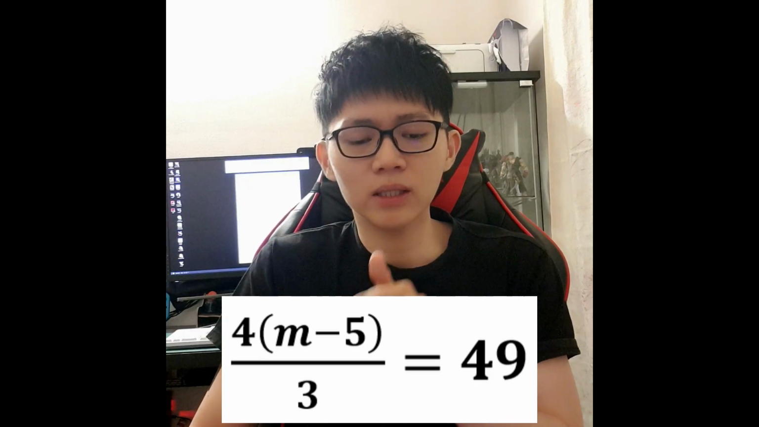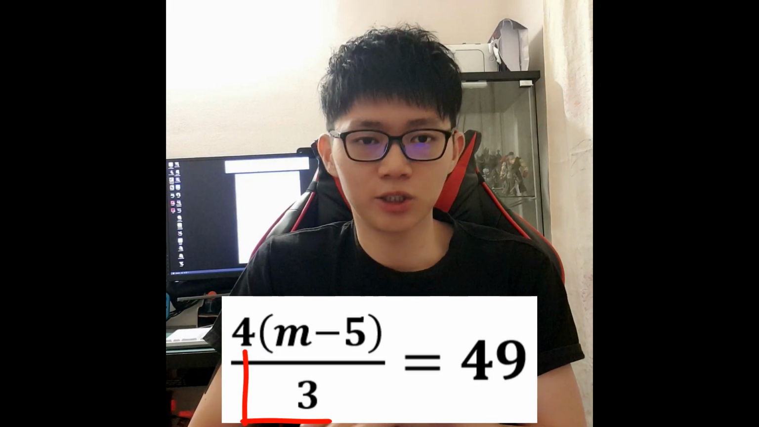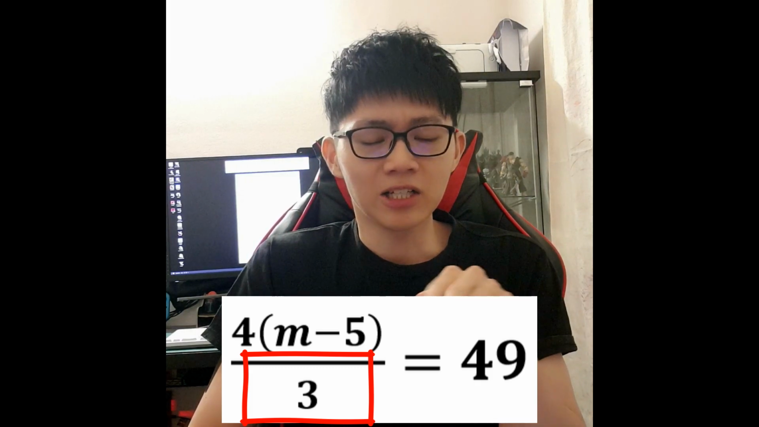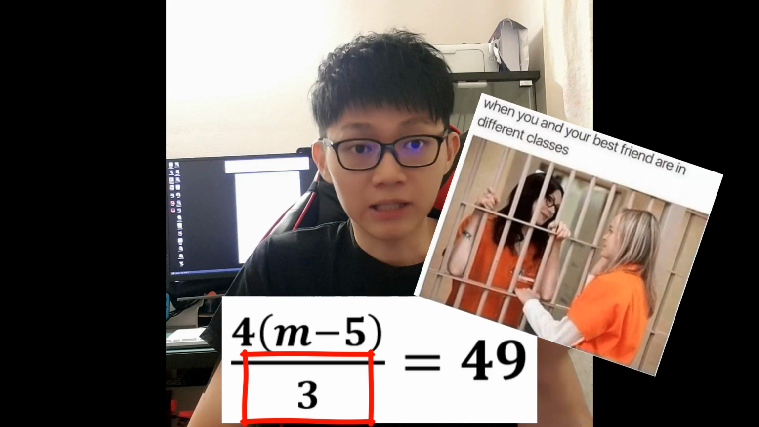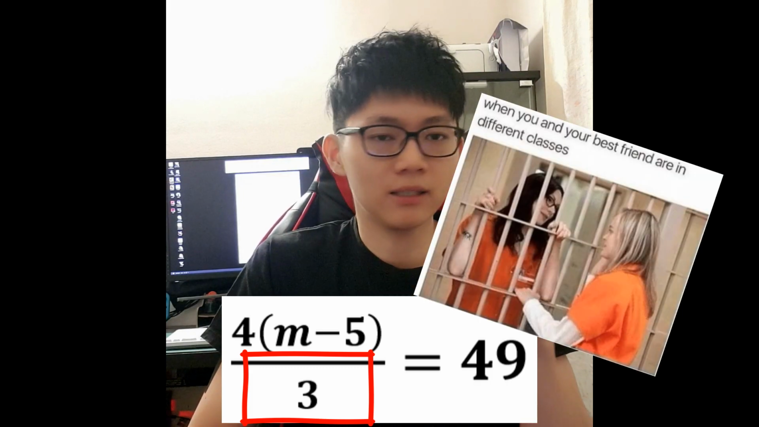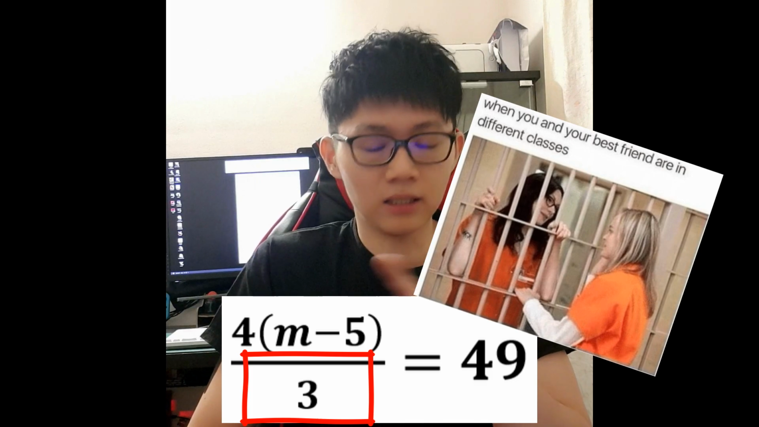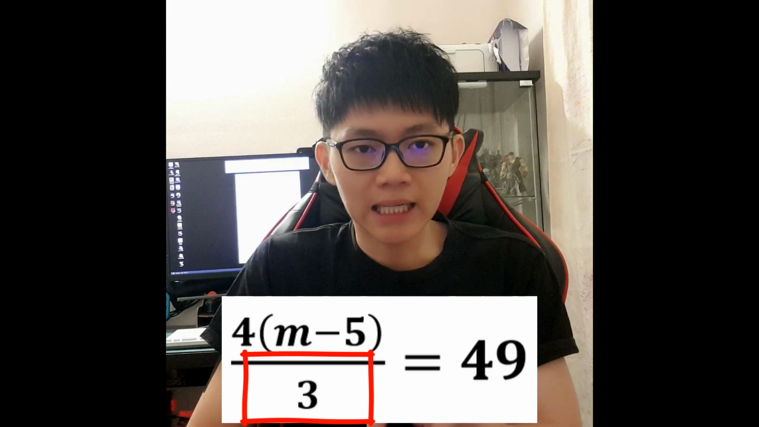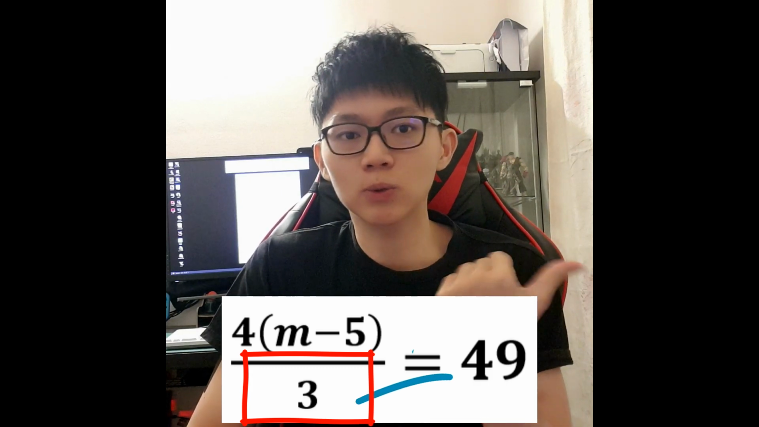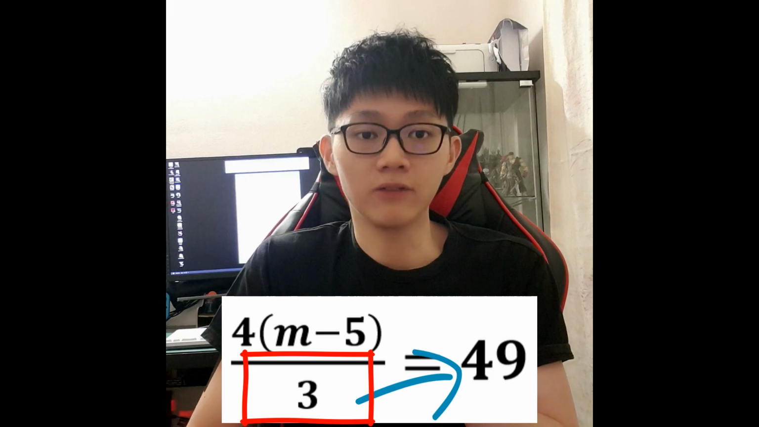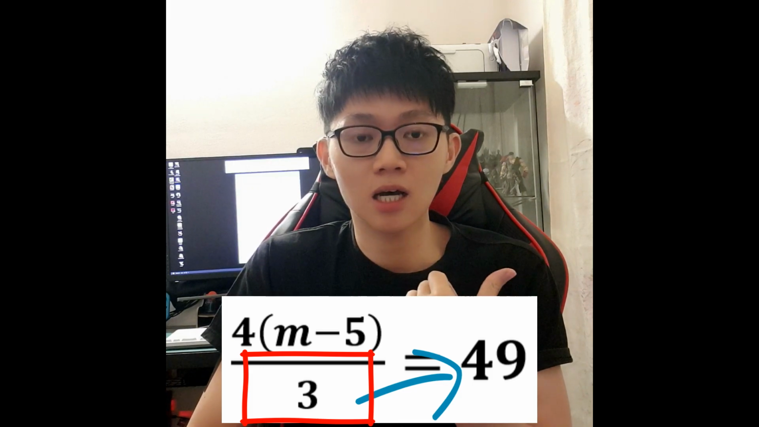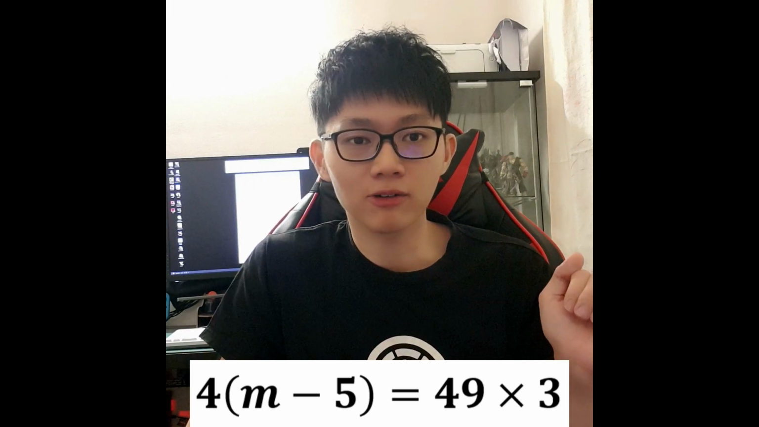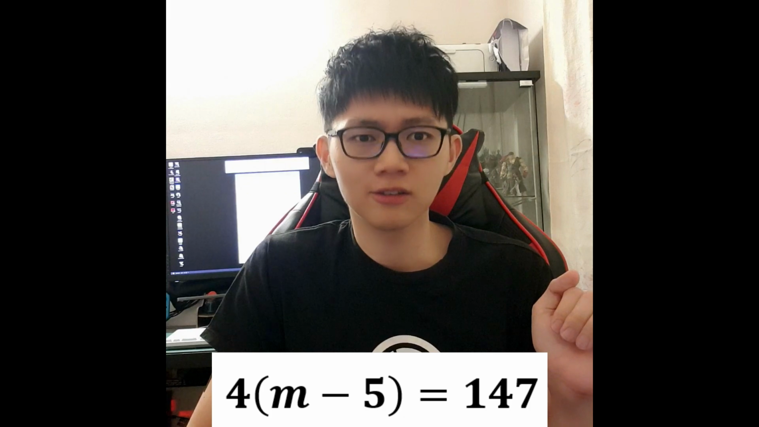So now the one that is furthest actually is 3. Because 3 is like separated by that line which is actually divided, right? So you can see it as they are from different class. The 4 and the M and the minus 5, they are still in the same class. But the 3 is in a different class. So that is the furthest one. Now you gotta throw to the other side. As I said, that is divide 3. So divide 3 when you throw to the other side, you gotta do times 3, the opposite. So you press your calculator, you get 147, right?